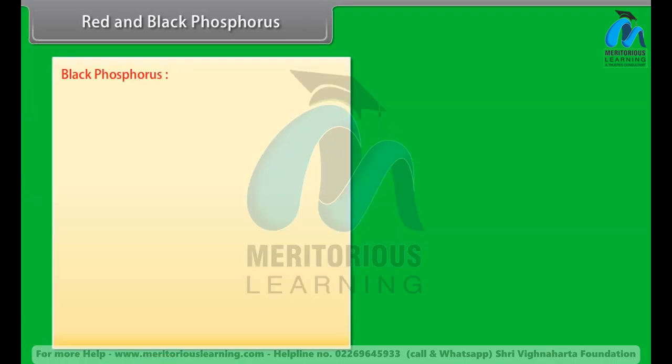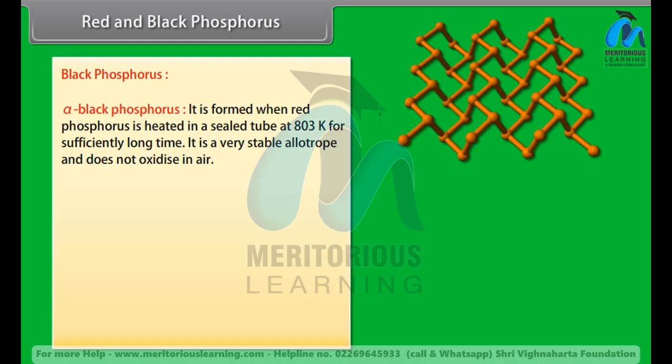Black phosphorus. It has 2 forms. Alpha black phosphorus. It is formed when red phosphorus is heated in a sealed tube at 803 Kelvin for a sufficiently long time. It is a very stable allotrope and does not oxidize in air.